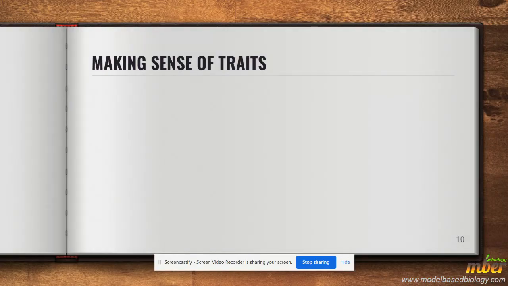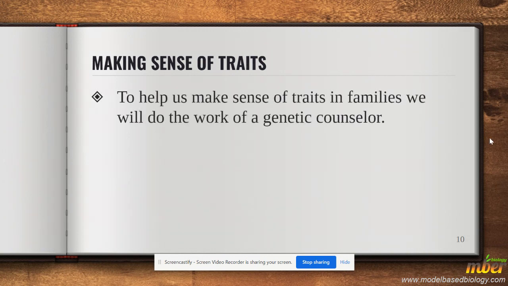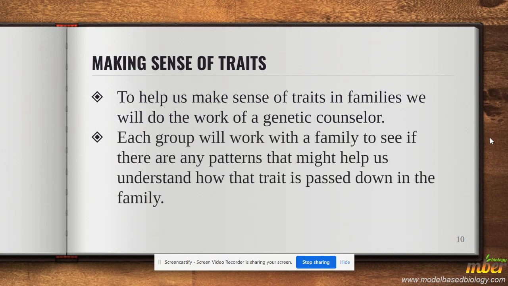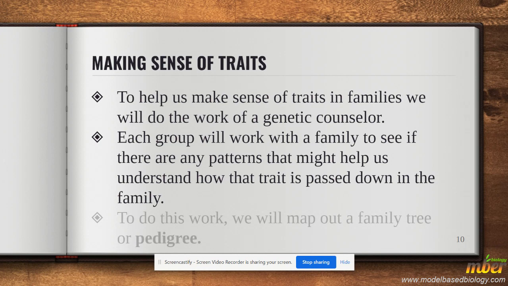So we're going to be talking about traits and why they are the way they are. To help us make sense of traits in our families, we are going to do the work of a genetic counselor. We are going to work with the family to see if there are any patterns that might help us understand how that trait is passed down in the family. To map this out, we will be using a family tree or pedigree.